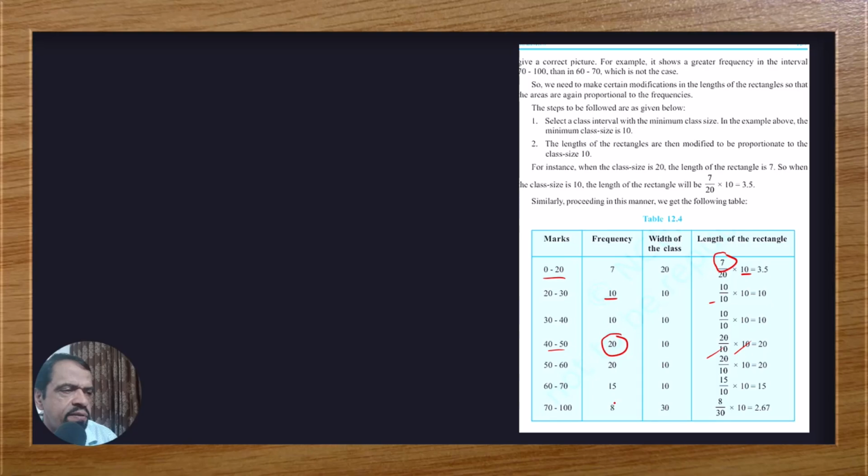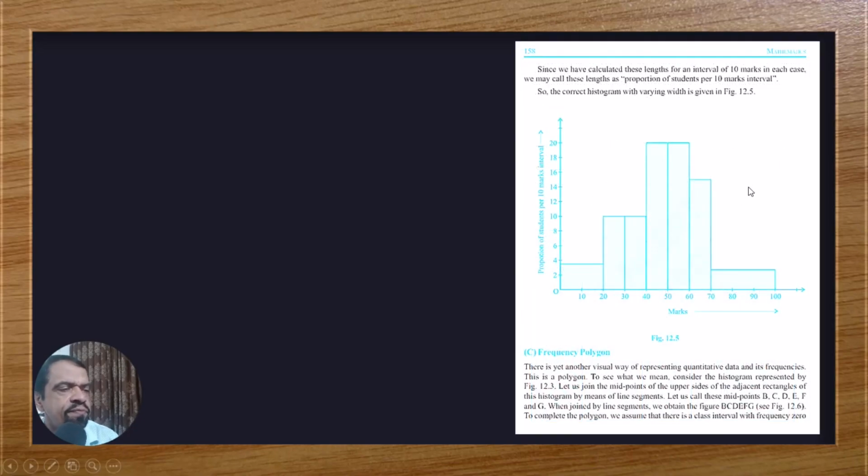And this is given 8, 70 to 100. So the corresponding class size is 30 and minimum is 10, so it is 2.67. Now according to these frequencies, we'll draw this table. See, 0 to 20, this is frequency now. 20 to 30, 30 to 40, same.